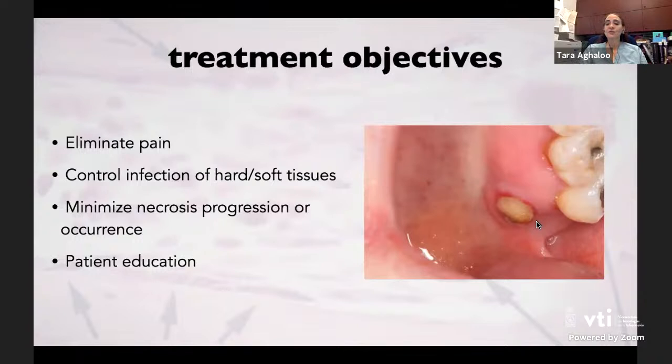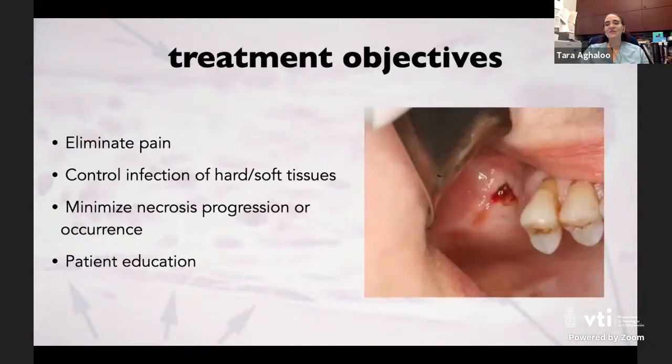We want to certainly control the infection and the inflammation in the surrounding tissues. We want to minimize the progression of necrosis. And then we also want to educate the patient. A lot of times patients now are very educated and they've done their research, either by going online, or maybe they've talked to other patients, or maybe their primary physician or oncologist has talked to them about ONJ. But really, coming from the dentist, it's much more effective in terms of educating them on what to expect, what kind of therapy, and talking to them about their options.